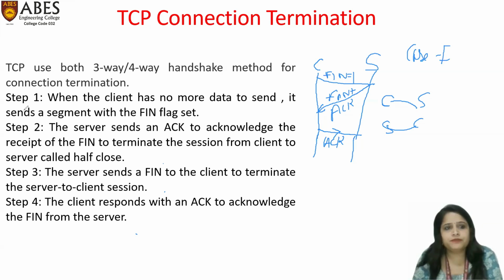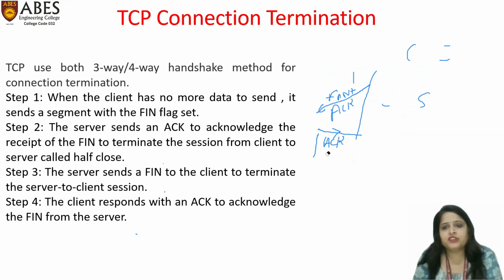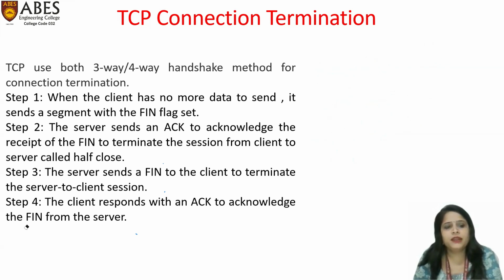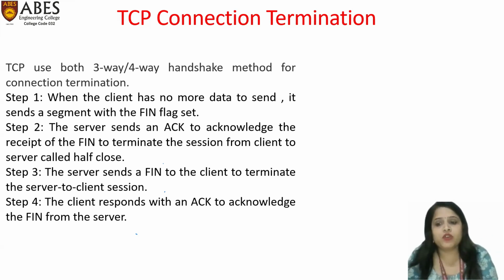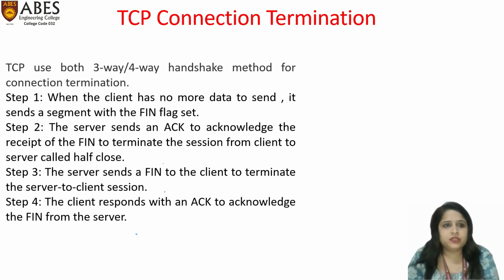So this is the three-way connection termination process. That is case 1. Now case 2: it may be possible that the client wants to close the connection with the server, but the server is not ready to close the connection with that client. This condition is called the half close condition. In that case, we use the four-way method for connection termination. In the four-way method, we use four steps.